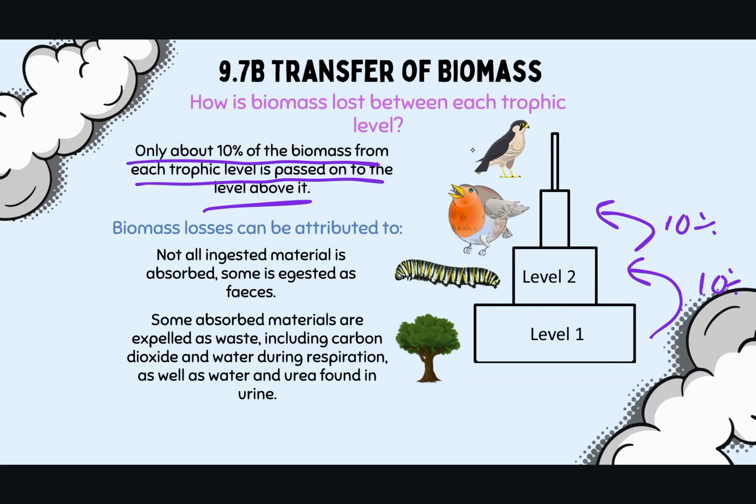90% is lost. Now, why is 90% lost? Because not everything that's eaten, that's ingested, is absorbed. Some is egested or removed as feces or excretion. Some absorbed material is expelled as waste. Carbon dioxide is released back out. Water is lost during respiration, as well as water and urea, which is found in urine. So if we eat, for example, an apple, as the example was before, a lot of that water will be excreted from our body.